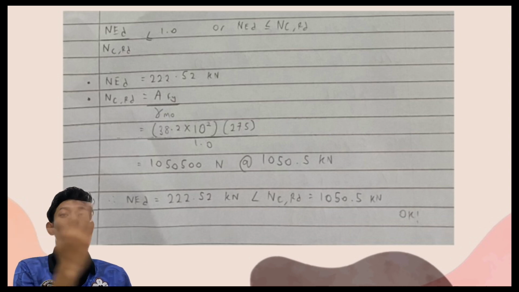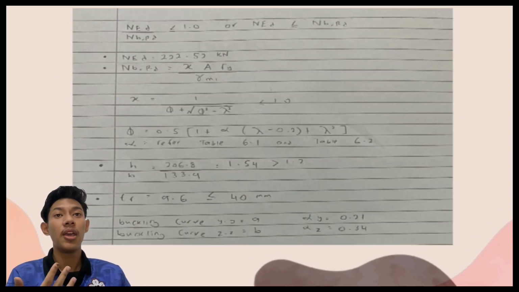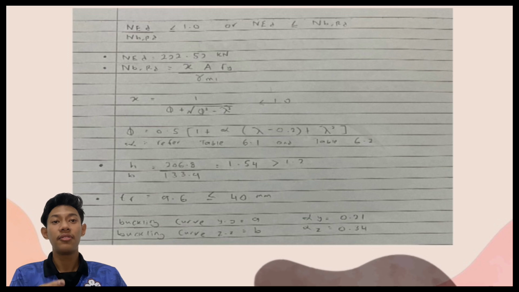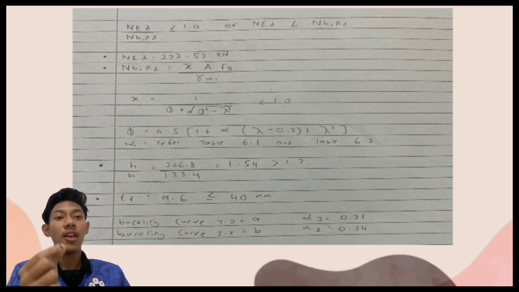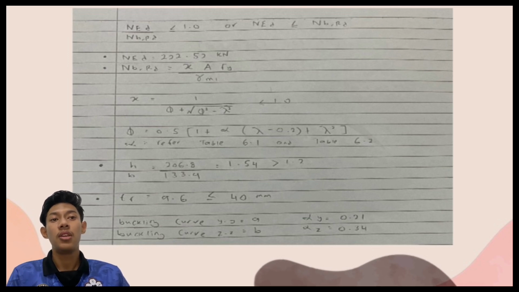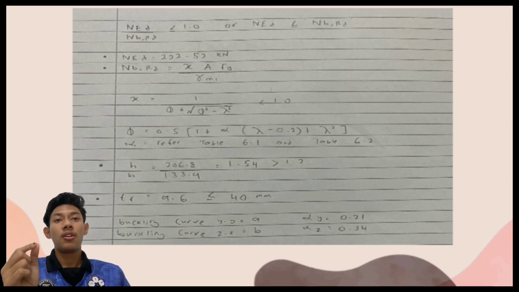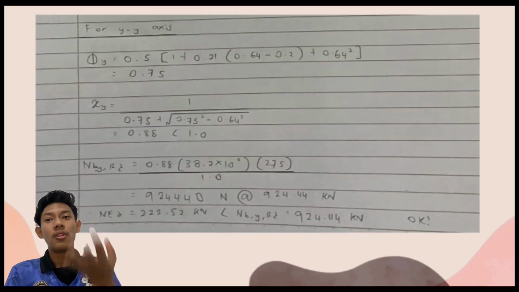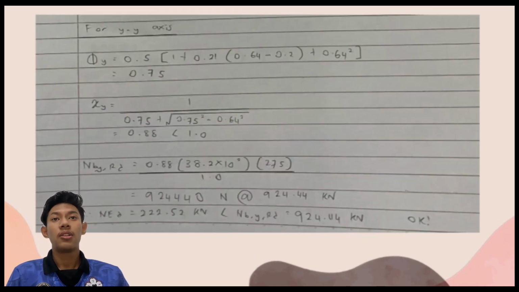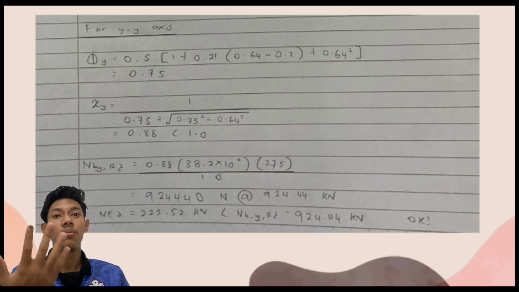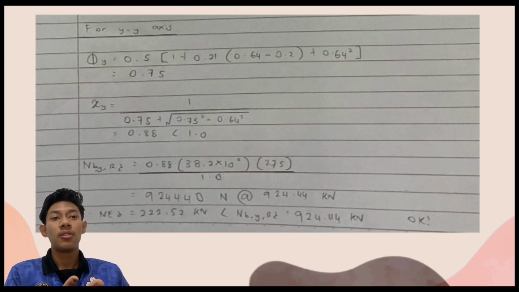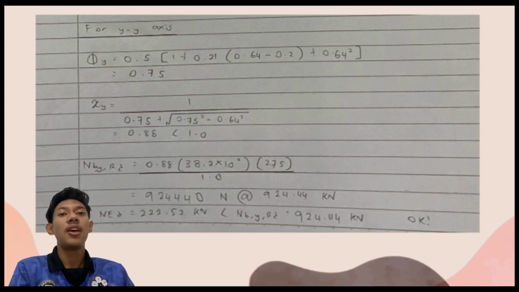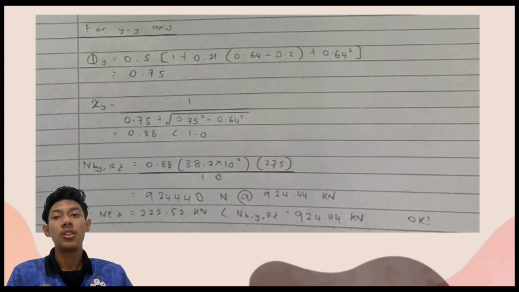We continue to calculate the NBRD. I calculate all and include them in the formula. The buckling curve for YY is A and the buckling curve for ZZ is B. I search in the table, then include it in the formula. I get the NBYRD. NED is less than NBYRD, so this is okay.